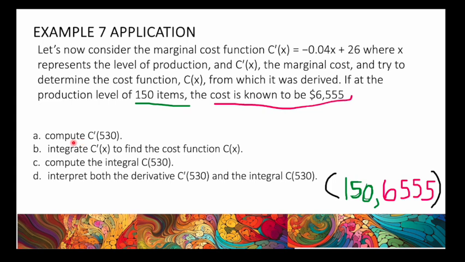So we have 4 parts to this question. First, we need to find the marginal cost when the items produced is 530. Then, in part B, we need to use the marginal cost function to find the cost function. And then once we find the cost function, we're going to evaluate it at 530. And then we're going to interpret what these both mean.